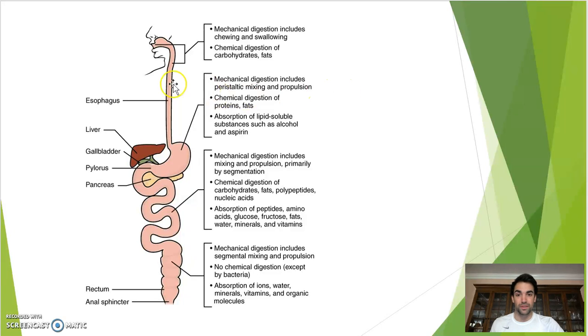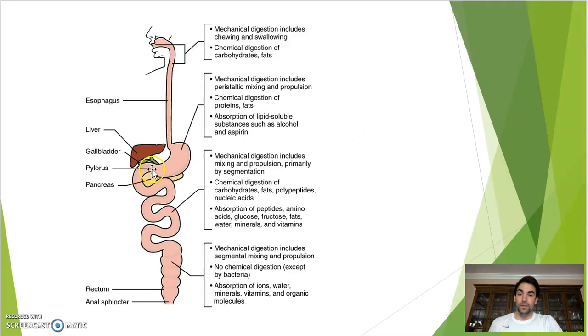Then as we move down the esophagus, we see here that we have the stomach. This is where we have peristaltic mixing and propulsion occur, as well as the chemical digestion of proteins and fats. This is where we will see a lot of our food gets emulsified with stomach acid as well. And we also start to see the absorption of lipid-soluble substances such as alcohol and aspirin.